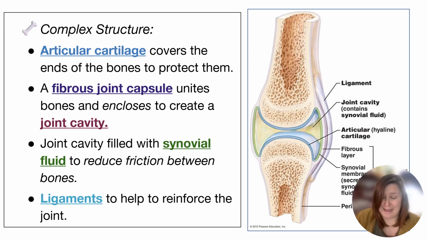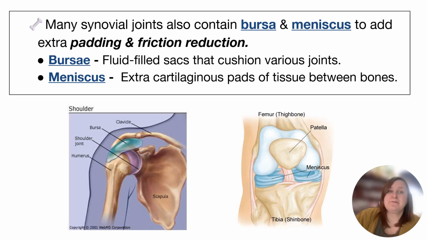We demonstrated this in lab when we made our fist and we put the balloon between them. We were mimicking a synovial joint. We're also going to have ligaments that are going to help to reinforce the joint to keep it strong and to protect the synovial joint from injury.